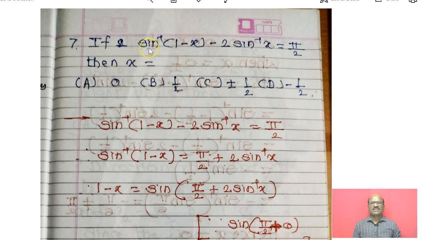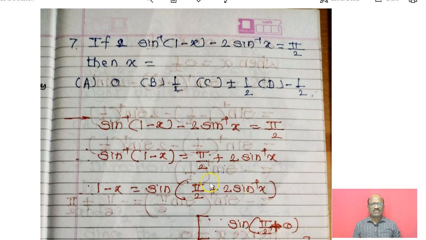That is, if sine inverse of (1 minus x) minus 2 sine inverse of x is equal to pi by 2, then what is the value of x? That is, sine inverse of (1 minus x) minus 2 sine inverse of x is equal to pi by 2. Now see this. Sine inverse of (1 minus x) is equal to pi by 2 plus 2 sine inverse of x.